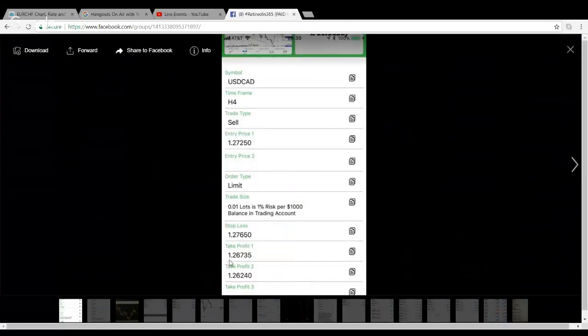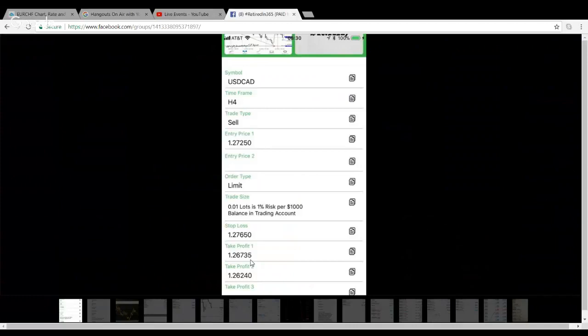And then your take profit will always be, in this situation, because it's a sell, below your entry. So as you can see, 1.27 entry, take profit 1.26, right? 6 is below 7. And 1.26735. All right. So now I'm going to switch over and show you guys how I would enter this trade on a live account.